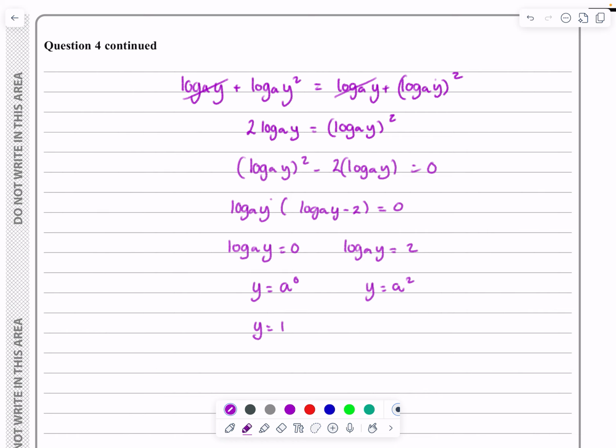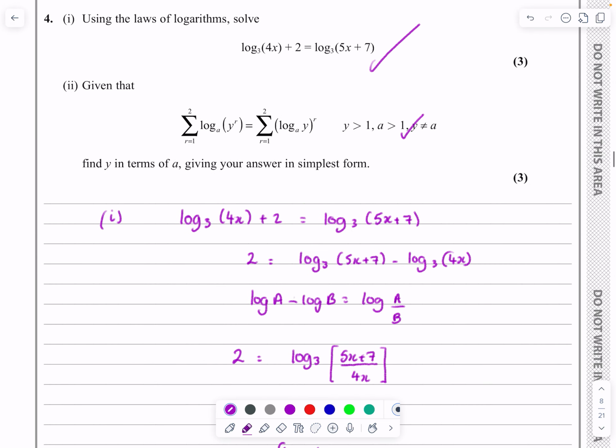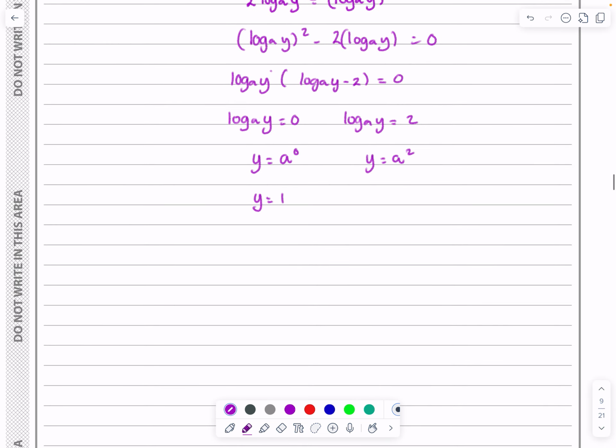And if we go back to the actual question, what did it say? It told me, give the answer in terms of a, but it also said there that y is greater than 1. So let's make it really clear, not in range. So we don't want that one, but yeah, y equals a squared then is my answer.